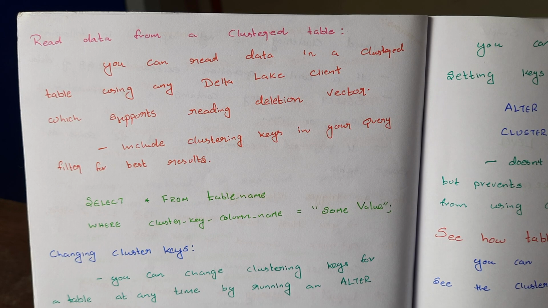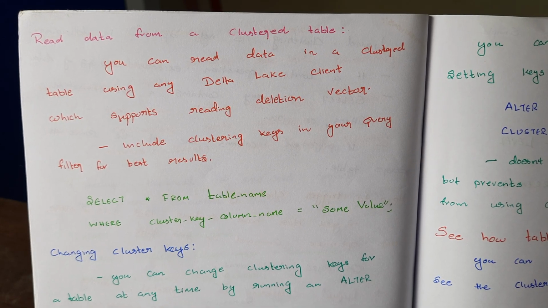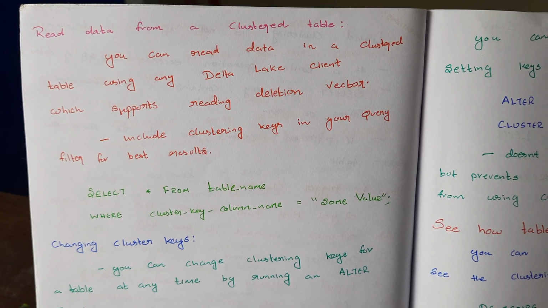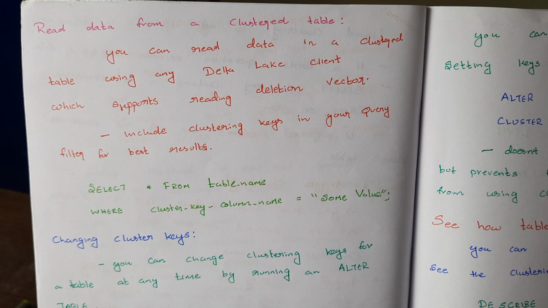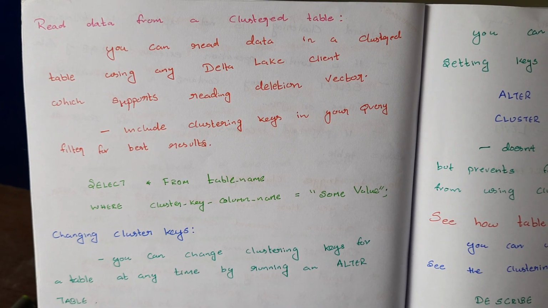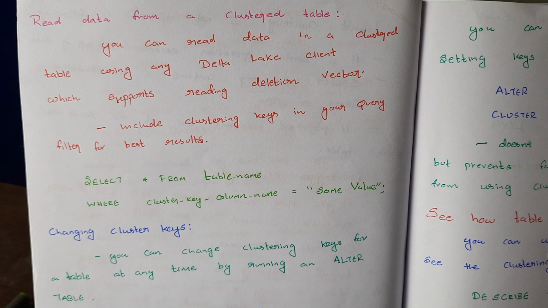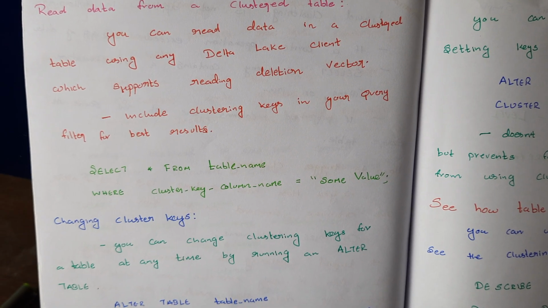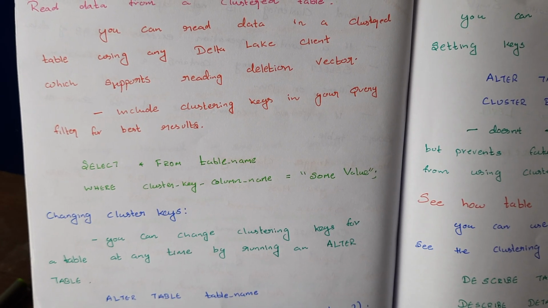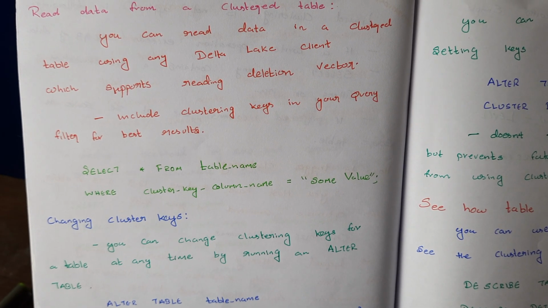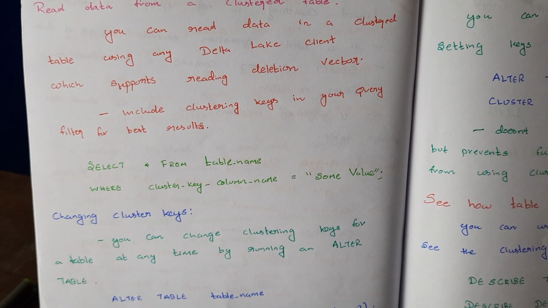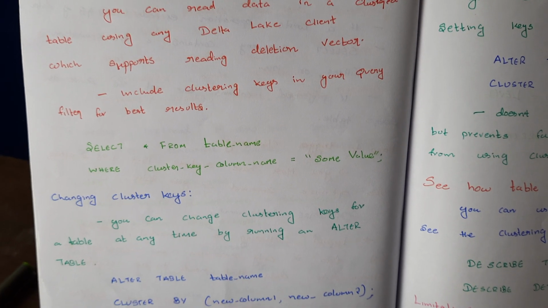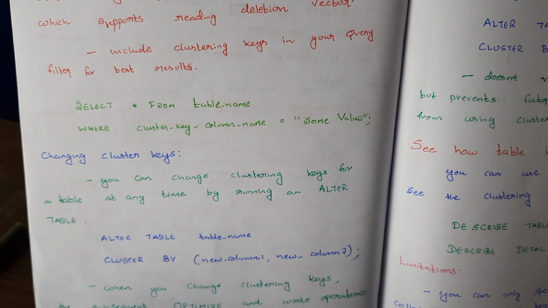You can read data in a clustered table using a Delta Lake client which supports reading deletion vectors. Include these clustering keys in your query filter for the best results. Just as you would use a partition by column in a where clause, if you use a cluster key in your where clause, it will give much faster performance. Why? Because we are partitioning and optimizing the table based on the clustering key which we provided while creating the table. So if you do a select star from a table where the cluster key column is equal to some value, the performance will be much faster.